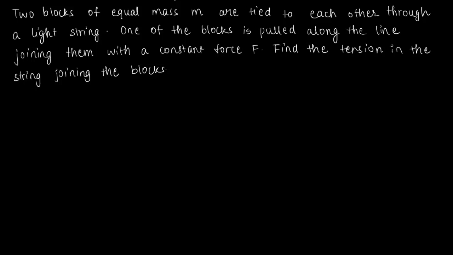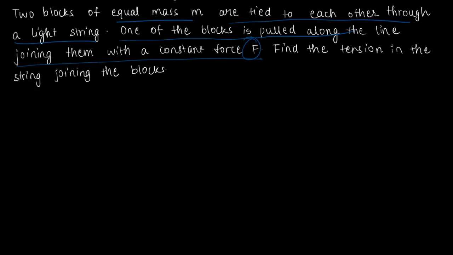We have two blocks of equal mass m, and they are tied to each other through a light string. One of the blocks is pulled along the line joining them with a constant force F. Find the tension in the string joining the blocks.